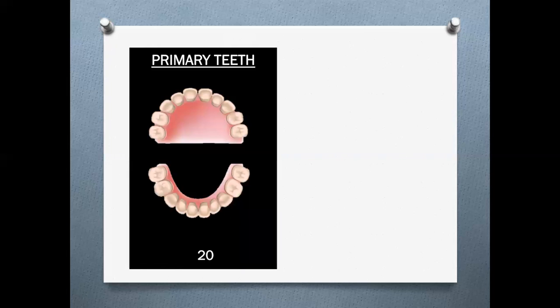There are two sets of teeth in a human's life. First is the primary teeth, or the baby or deciduous teeth. These are the first teeth to erupt into the oral cavity. The primary dentition is comprised of 20 teeth, 10 in the upper and 10 in the lower. Often, these teeth are referred to as deciduous teeth. These teeth will be exfoliated or lost as the permanent teeth erupt.